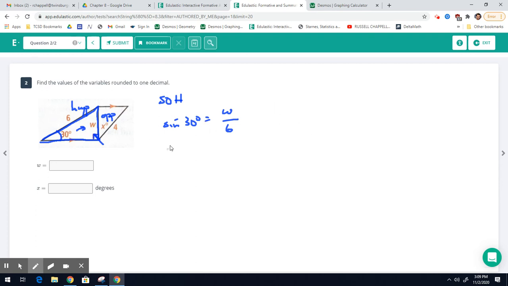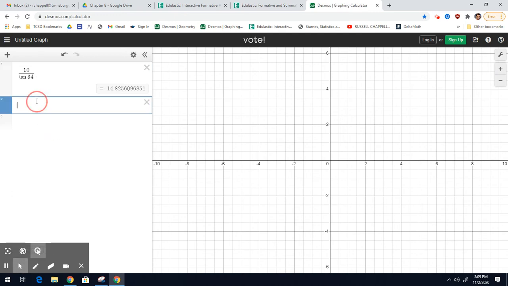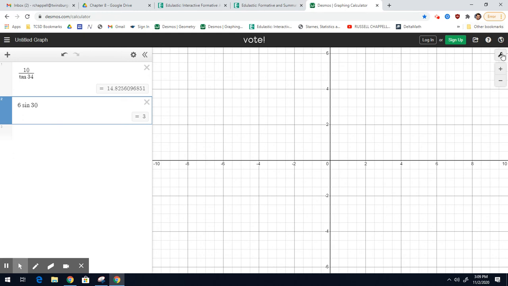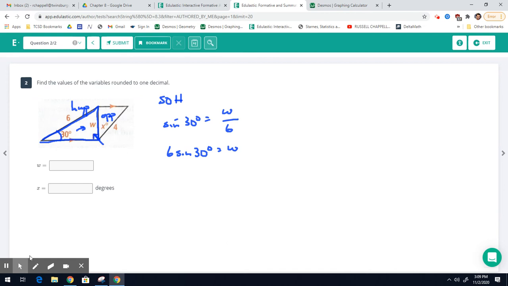To get W by itself, we're going to multiply both sides by 6. The 6 goes out in front of the sine of 30, and this will be W. Go to the graphing calculator, and we'll do 6 sine of 30. Again, make sure we are in degree mode. And look at that, it's a nice 3. Now wait, did you notice what I noticed? Because I did, and I thought to myself, should I do it this way or that way? So W is 3.